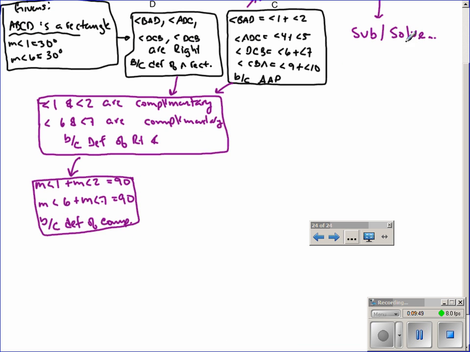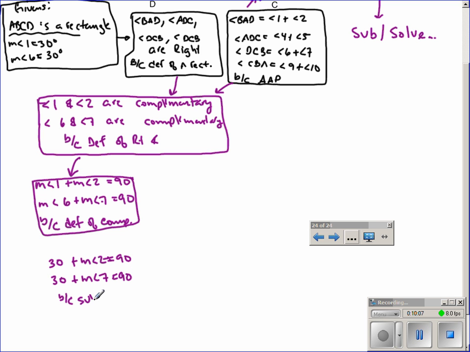So instead of angle 1, I can write 30 degrees plus the measure of angle 2 equals 90. And instead of angle 6, again, I can write 30 degrees plus the measurement of angle 7 equals 90. And that's just because of substitution.